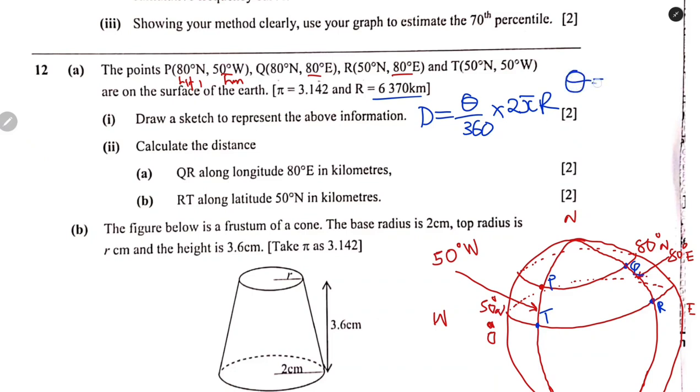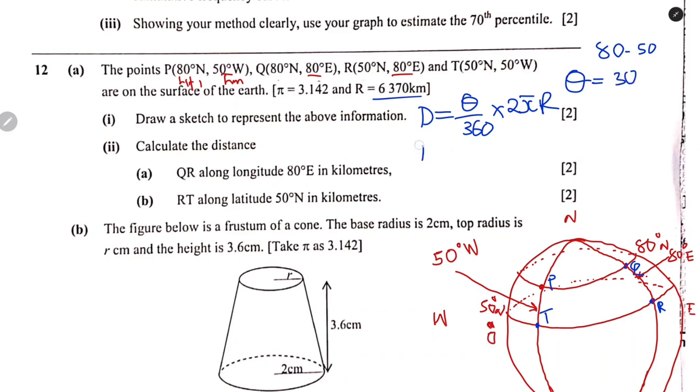But what about theta? So I want you to pay attention. How do you find the theta if you are calculating distance along the great circle? You normally find the difference in latitude. If they are on the same side, north-north, you subtract. If they are south-south, you subtract. In this case, what we have in terms of latitude, point Q is on 80 degree north and point R is on 50 degree north. So we are going to say 80 minus 50. That is our theta, which is 30.